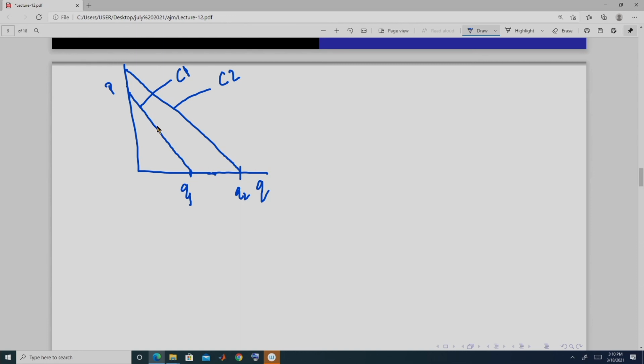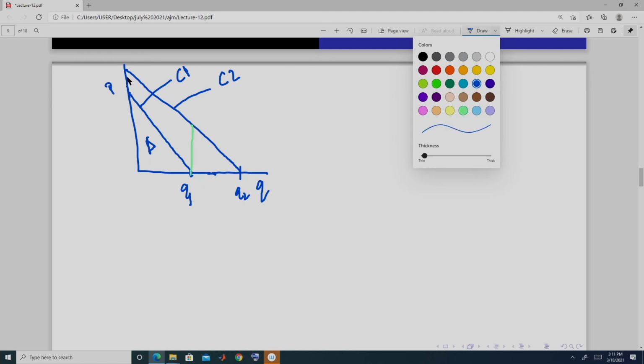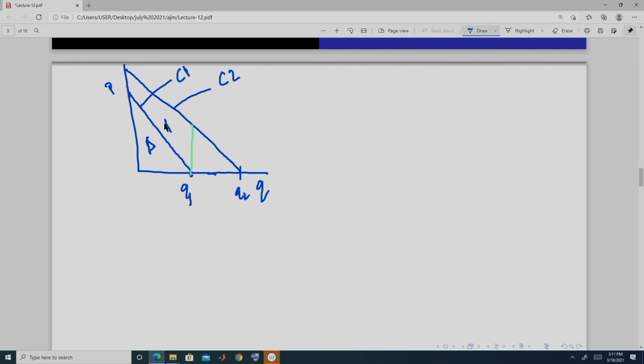Now, suppose this whole triangle is A. And this region is B, and this triangle is C.